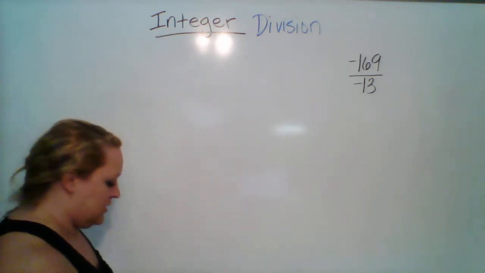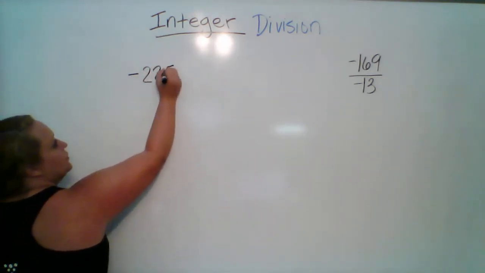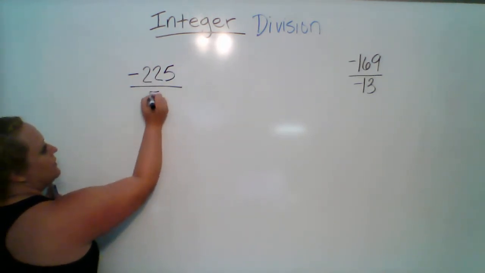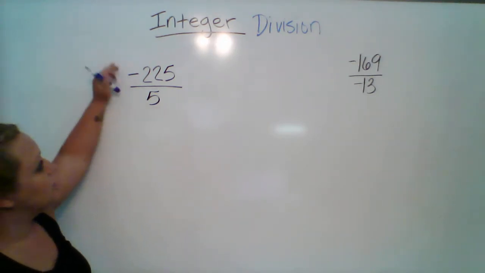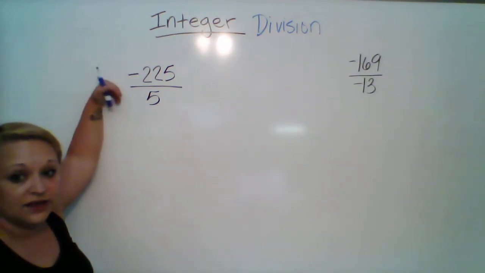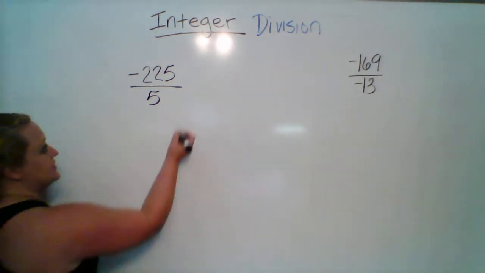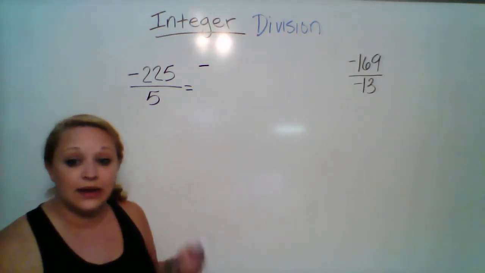Alright, so now we're going to try this one. We're going to make the numerator, which is the number on top, a negative, and we're going to make our denominator, which is the number on bottom, a positive. If we remember our multiplication, a negative times a positive gave us a negative. Well, a negative divided by a positive still gives us a negative. So no matter what, I understand that my answer will be a negative.